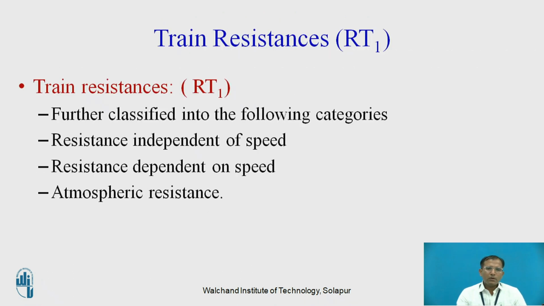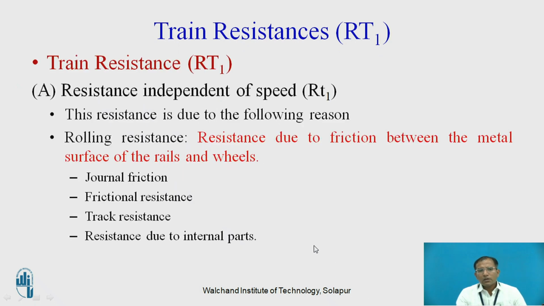The first one, we will go to the discussion of the train resistances, how it is going to have the resistance of the locomotive. Under this, we have independent of speed and dependent on speed, and atmospheric resistance also. The resistance independent of speed is mainly due to friction. We have general frictional resistance, and it is due to the internal parts. So this component will have a resistance inside the component, like your bearings or between the components. This offers the resistances. So independent of speed is mainly due to the friction.